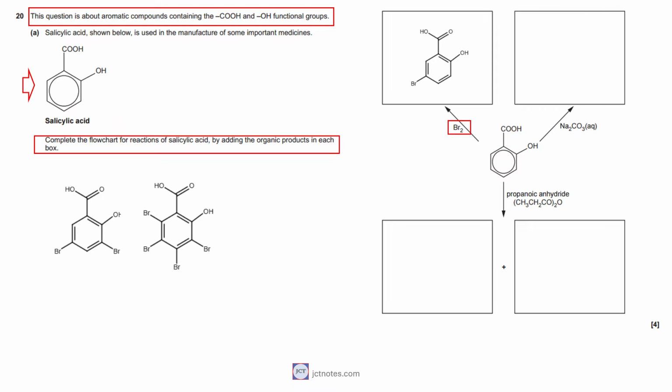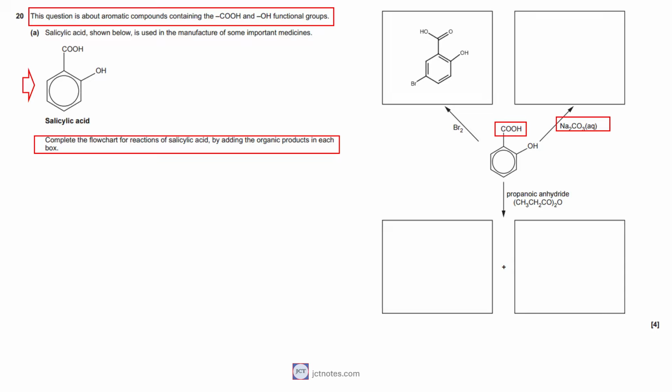The reaction with sodium carbonate, Na2CO3, is a neutralization reaction. The reactivity is due to the carboxylic acid group, COOH. The hydroxyl group, OH, is a weaker acid compared to the carboxylic acid group, and sodium carbonate is not a strong enough base to effectively deprotonate the hydroxyl group. The product obtained is the sodium salt of salicylic acid.